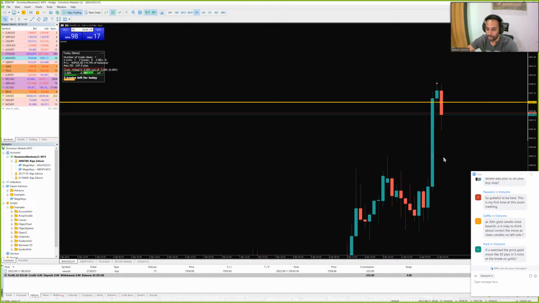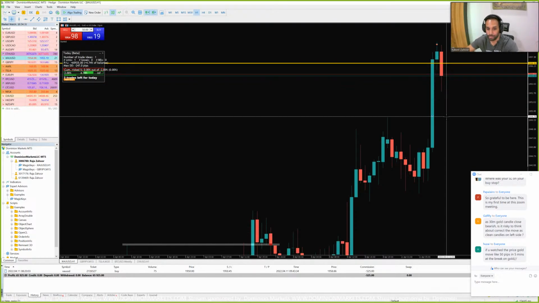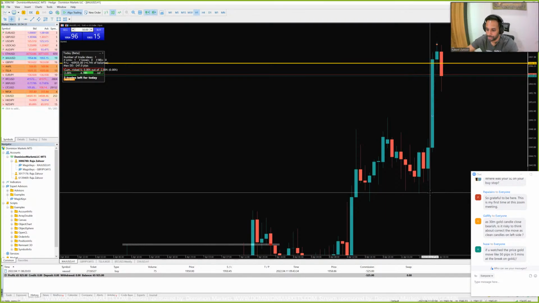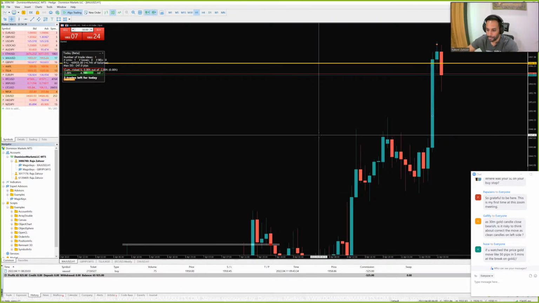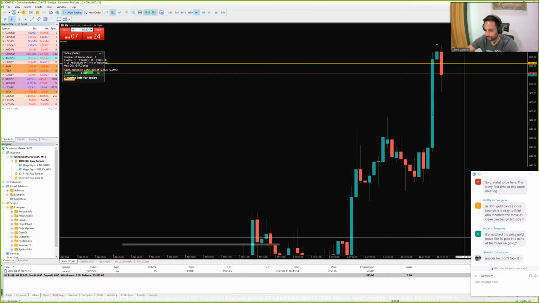I didn't. That's why you place buy stops. That's why you place sell stops. Does price need to break the whole wick or just the body? The wick. It has to break the wick.